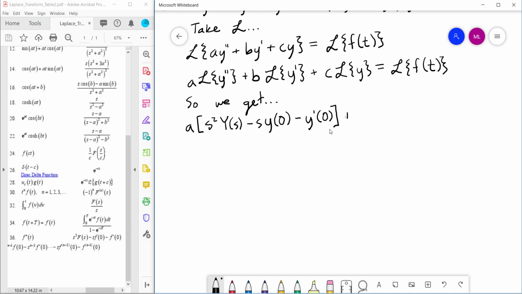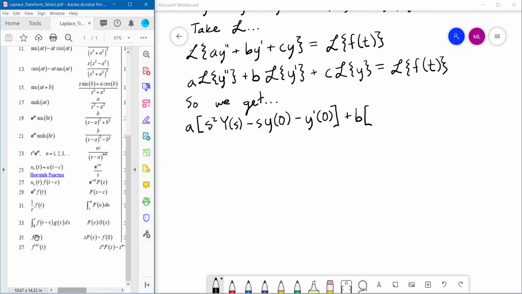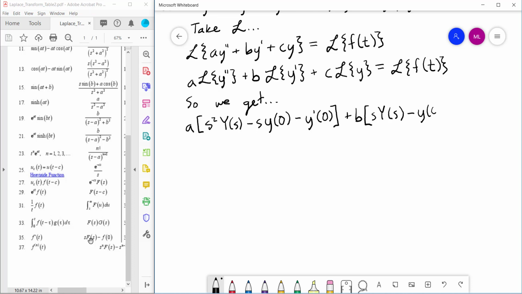To that, I need to add b times the Laplace transform of y prime. We just said that was over here, number 35 in table 2. So it's going to be s times capital Y of s minus y of 0.